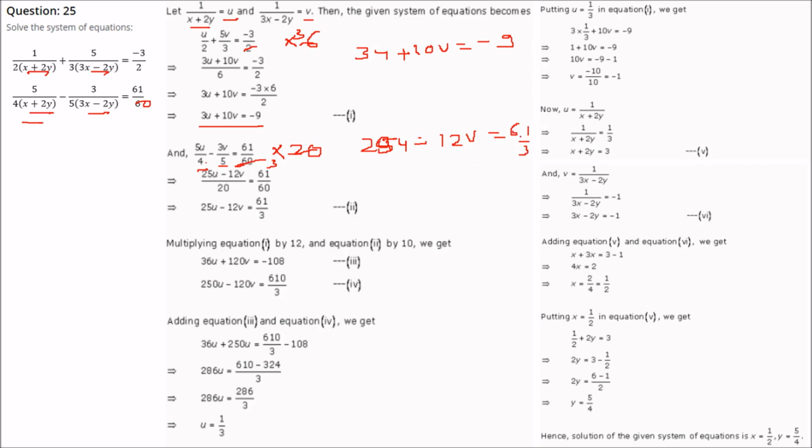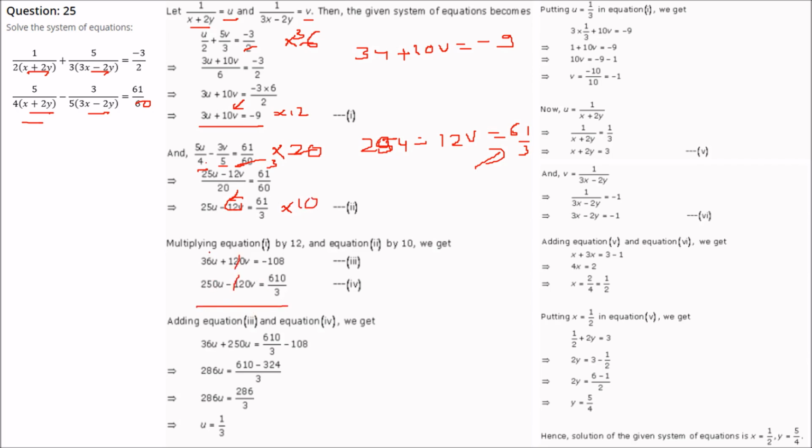Again, what you can do here is either just go ahead with this one, or multiply this equation by 3 so that you get rid of the denominator. This is also possible, but let it be. It doesn't matter because we already have these two equations, and we have to concentrate on this 10v and 12v. So now multiply the first equation by 12, and the second equation by 10, since this is 12 and this is 10.